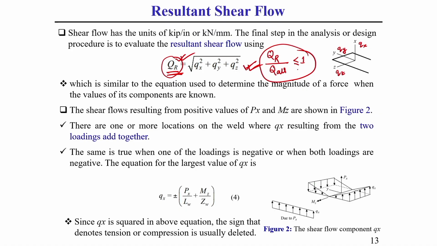If the ratio is less than or equal to 1, then we are on the safe side. If it is greater than 1, then you need to redesign: recalculate the dimensions of the weld or structural components, or change the material type. That related material I will discuss in the next lecture, where I will solve some problems on shear flow, and on how to design a welded structure based on shear flow. Thank you.